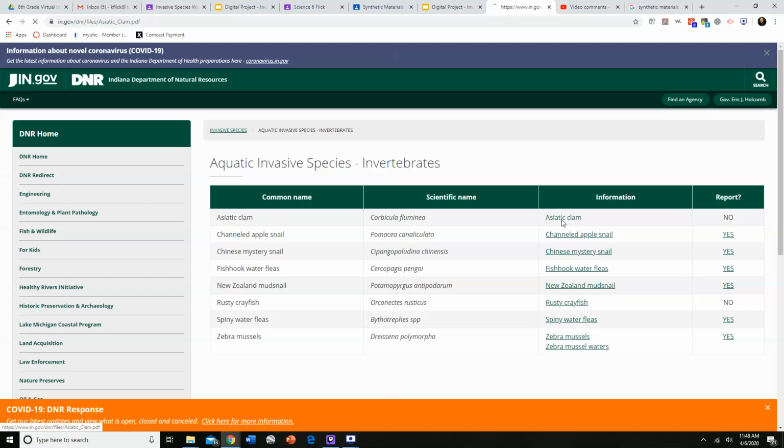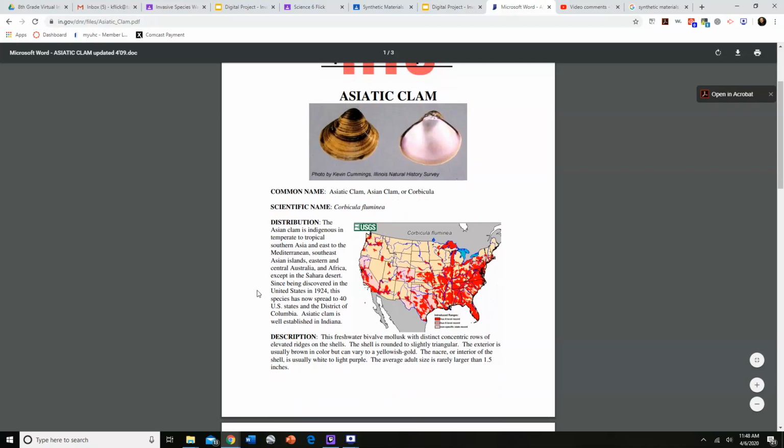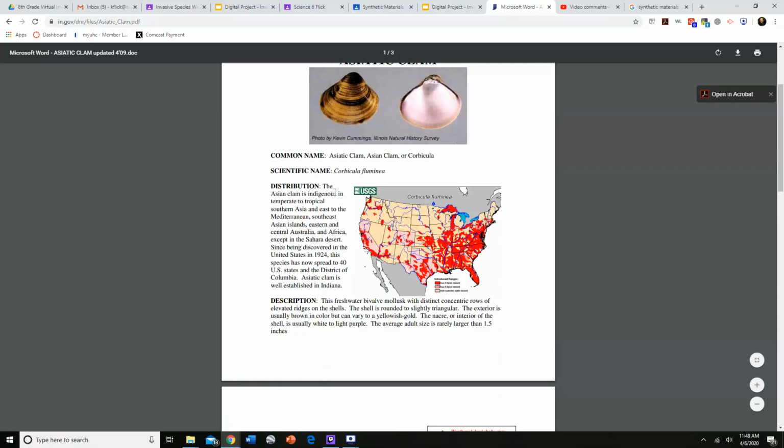Let's look at the Asiatic clam. Okay, well, here's the common name. Here's the scientific name again. This says the Asiatic clam is indigenous to temperate to tropical southern Asia. So there's where it came from. Also the Mediterranean, Southeast Asian islands, Eastern Central Australia, and Africa. So all of these places you could list as where the clam came from.